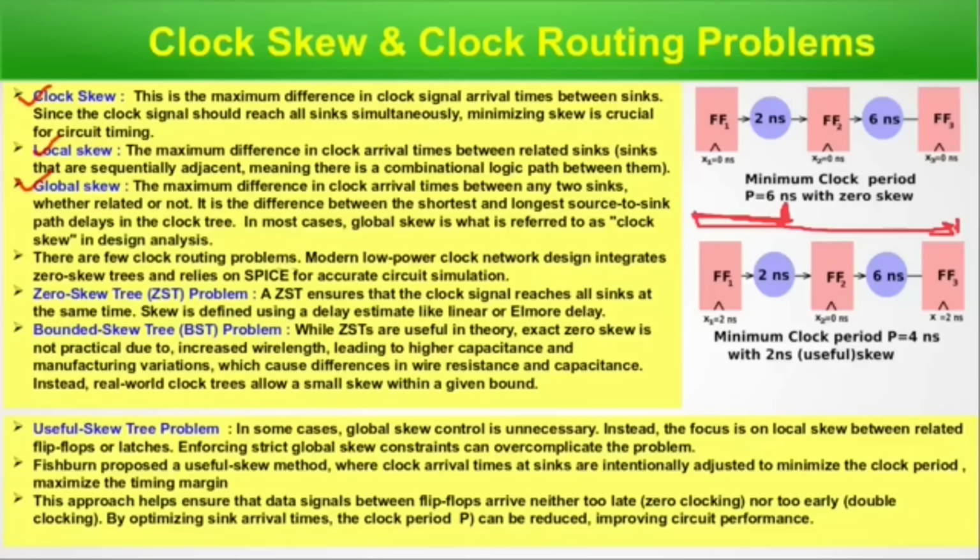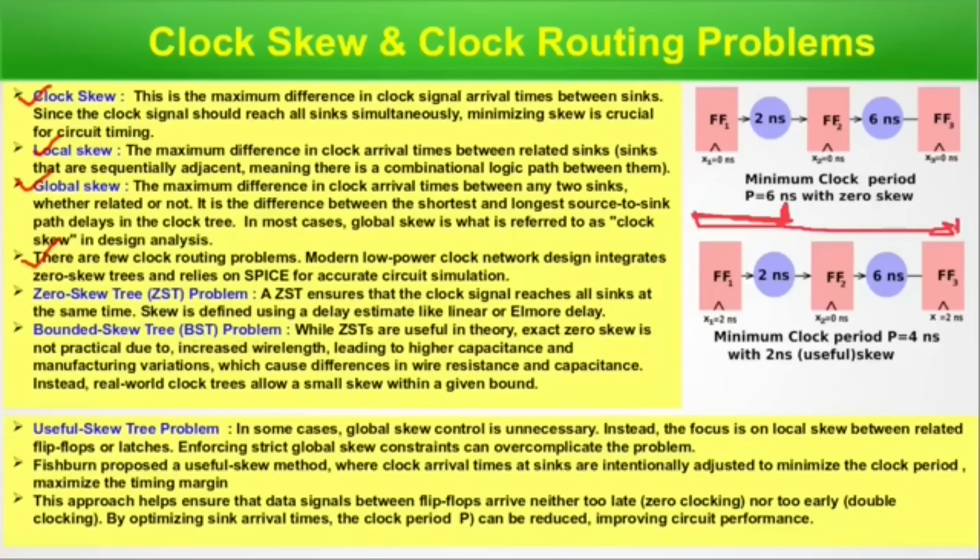There are a few clock routing problems. Modern low power clock network design integrates zero skew trees and relies on SPICE for accurate circuit simulation. Zero skew tree, the ZST problem: a ZST ensures that the clock signal reaches all sinks at the same time. That is zero skew, no skew. Skew is defined using a delay estimate like linear or Elmore delay.